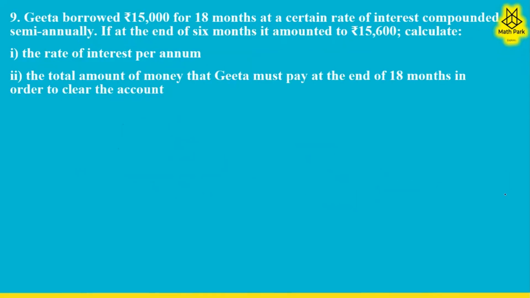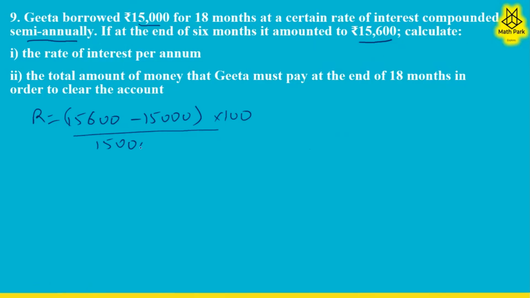Okay. Moving to question number 9. Deepa borrowed rupees 15,000 for 18 months at a certain rate of interest compounded semi-annually. At the end of 6 months, it amounted to 15,600. So these are the two consecutive amounts. So we get the rate of interest as 15,600 minus 15,000 times 100 upon the original, which was 15,000.